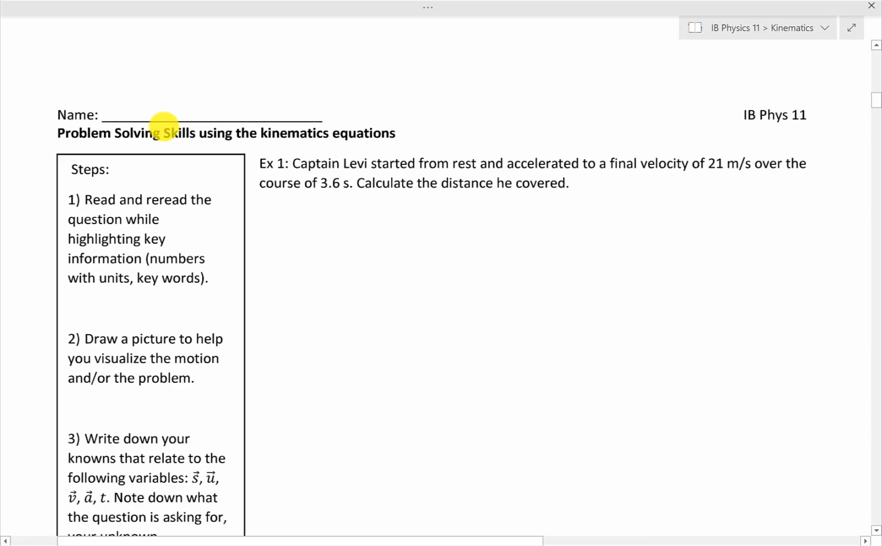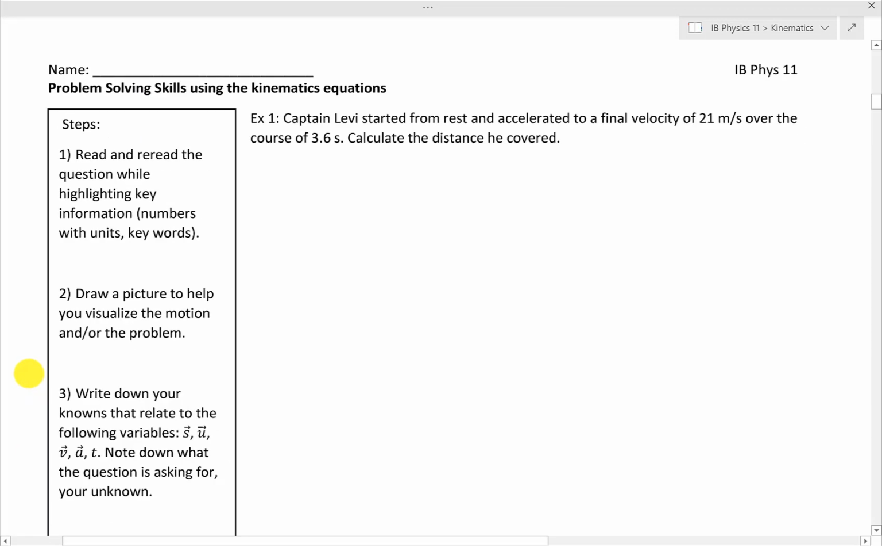Now let's go through step by step. The idea of problem solving using the kinematics equations: the big thing is that after reading the problem, you need to know what your problem is before you can start finding a solution.